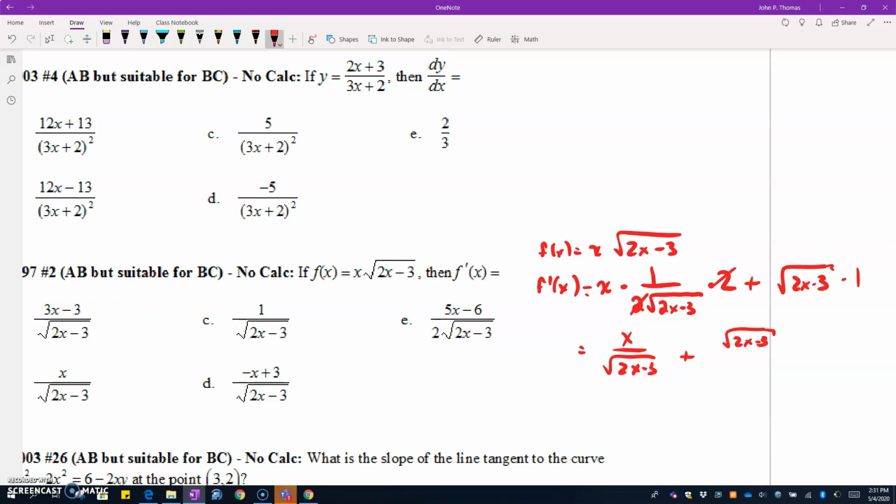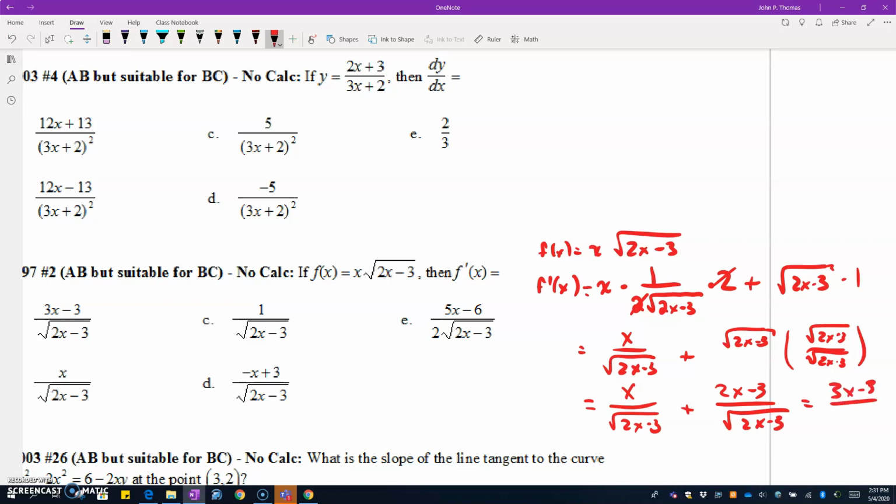Alright, but it looks like all my answer choices are one fraction, so I'm going to multiply this by root 2x minus 3 over root 2x minus 3. So if I do that, the first piece is x over square root 2x minus 3 plus, then I'm going to have a 2x minus 3 in the top and a root 2x minus 3 in the bottom. Alright, so if I push those together, that's 3x minus 3 over square root of 2x minus 3.